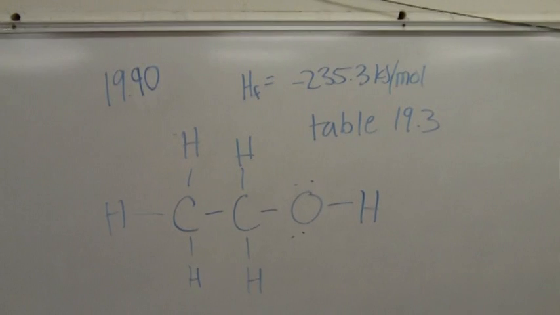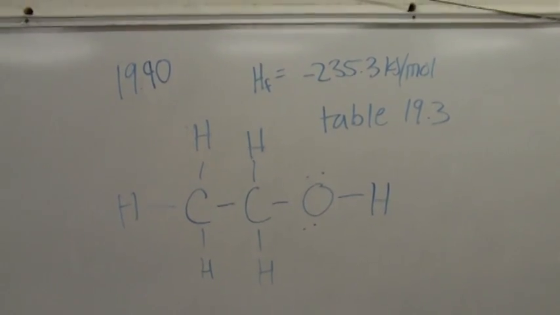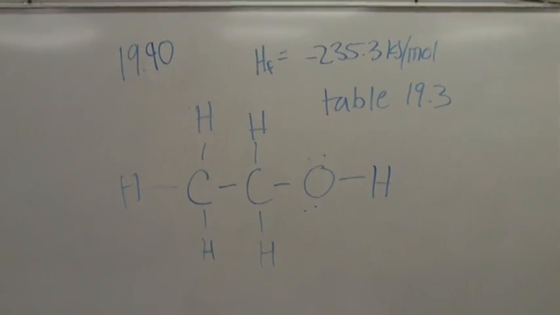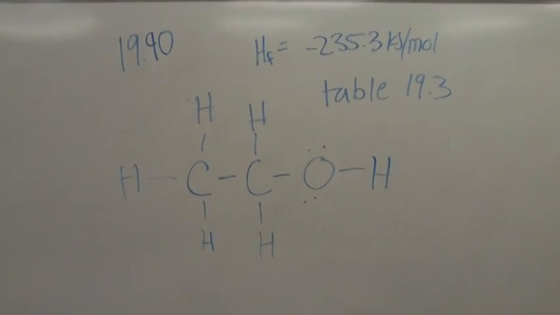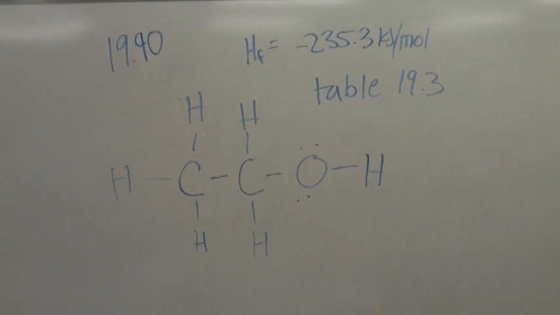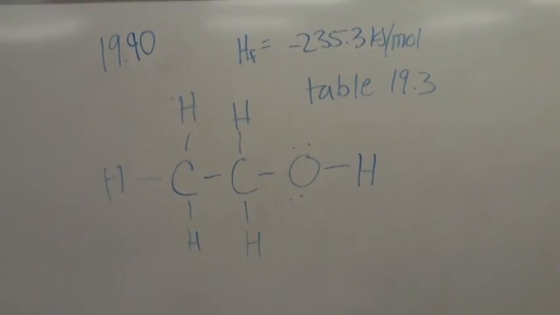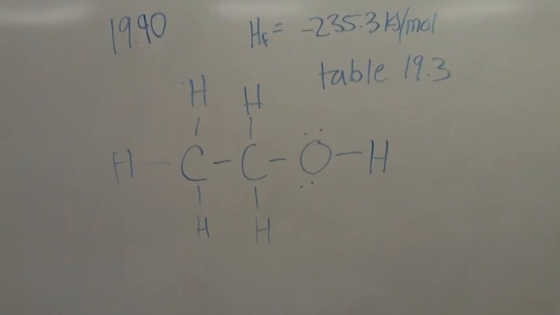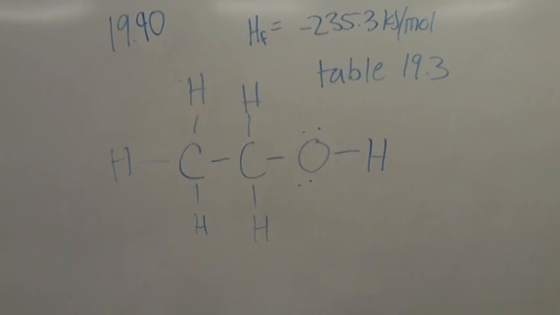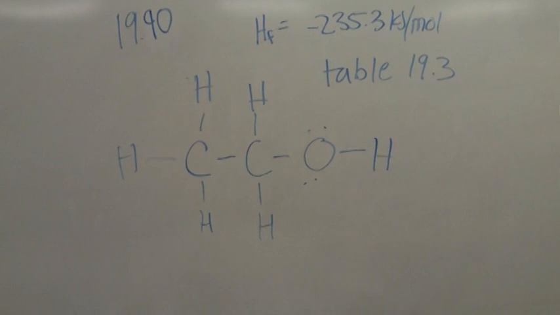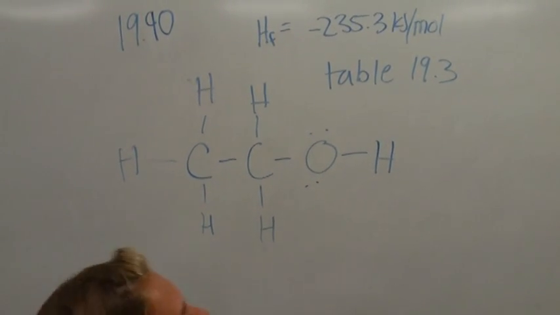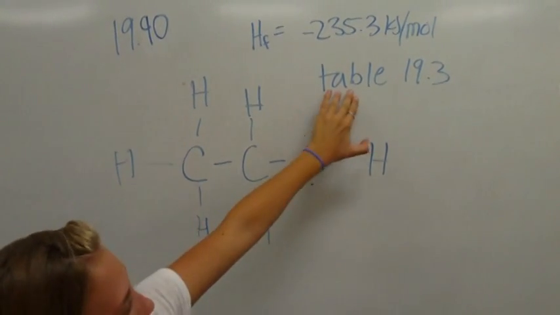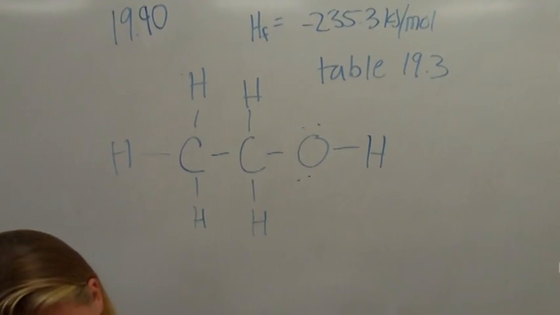All right, so this is 19.90. It says the standard heat of formation of ethanol vapor is negative 235.3 kilojoules per mole. It says use the data in table 19.3 and the average bond energies for carbon to carbon, carbon to hydrogen, and oxygen to hydrogen bonds to estimate the carbon to oxygen bond energy in this molecule. The structure of the molecule is shown here. So now we have the structure. Table 19.3 is where we're getting our values.